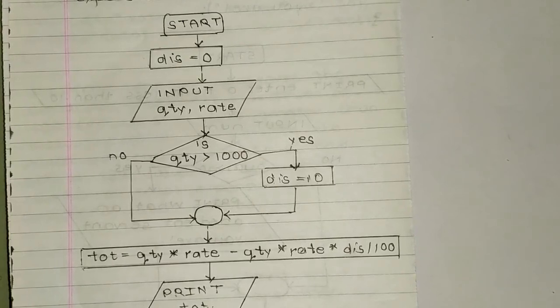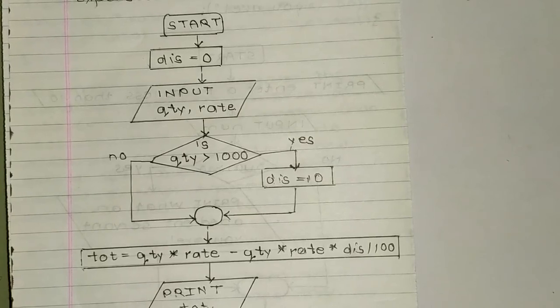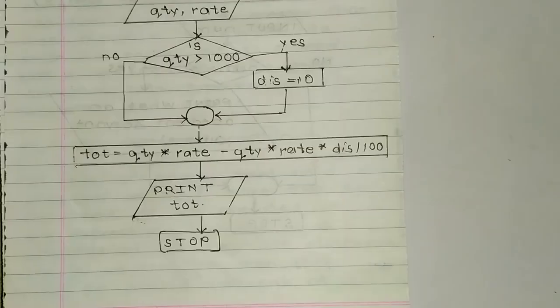Now we are considering if input quantity is more than 1000. Now there are two options, no and yes. So is quantity more than 1000, yes, then discount is equal to 10, which was 10%. So this is equal to 10. Now we are proceeding further. Now we have the discount.